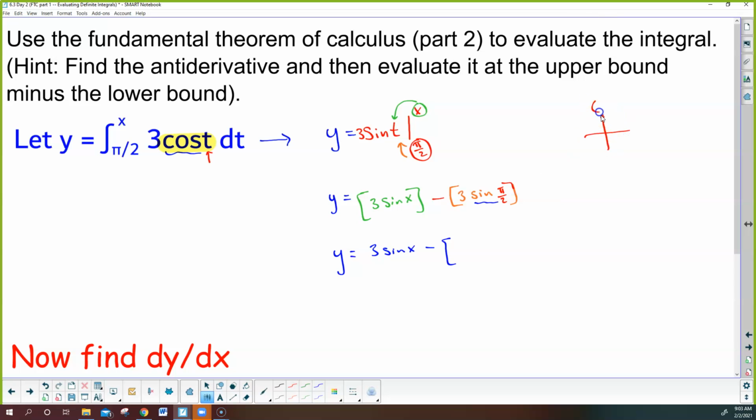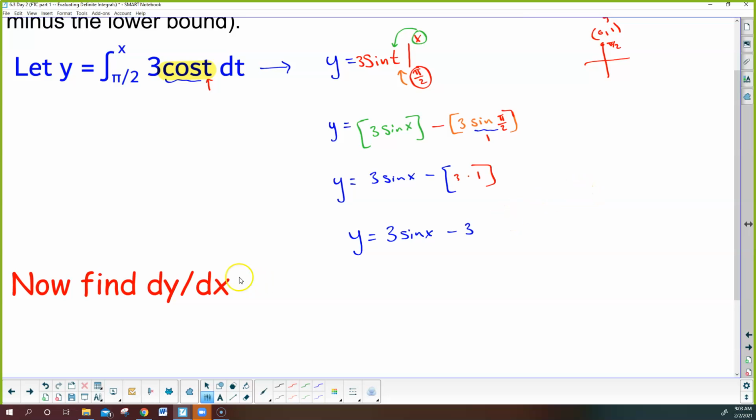So where's sine at pi over 2? 90 degrees. Go over 0, up 1. Sine is the y value. So this would be 3 times 1. So what does y equal then? Well, y is equal to 3 sine of x minus 3 times 1, or 3. Right? Nothing special. This was the fundamental theorem of calculus part 2. That just says take the antiderivative, evaluate at the upper bound minus the lower bound. Well, the new part today is, what if I tell you to take the derivative of this integral?